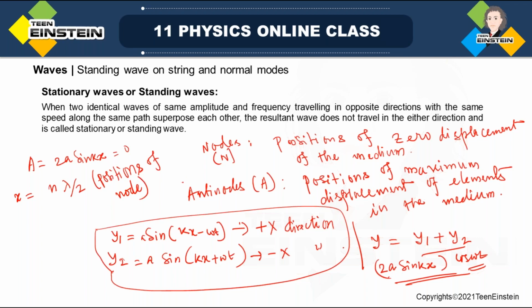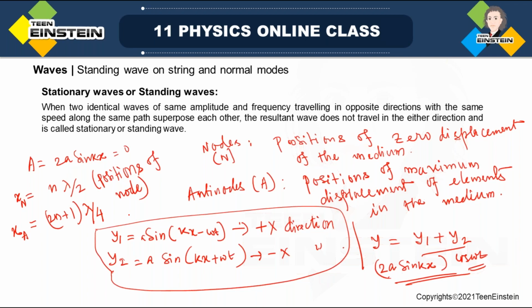I'm just going with the NCERT textbook, that's why I'm telling you this again. And the positions of antinodes will be given by 2n plus 1 times lambda by 4. So this is the position of antinodes.